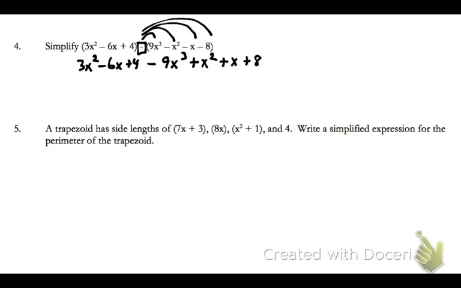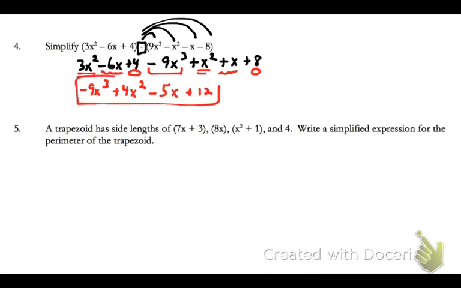And again, we're going to start looking at the like terms. We have a -9x cubed. We have positive 3x squared and positive x squared, making positive 4x squared. A -6x and a positive x, making -5x. A positive 4 and a positive 8, making positive 12. Okay, so a final answer of -9x cubed plus 4x squared minus 5x plus 12.